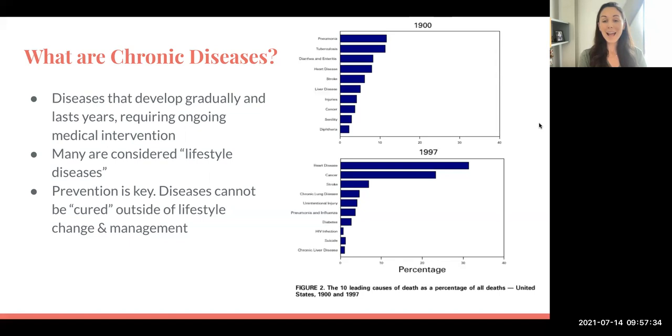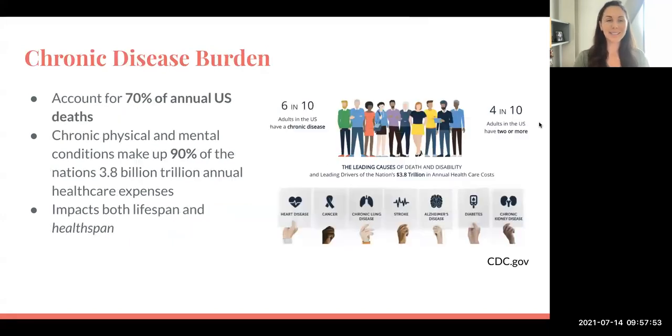Now we have a complete reversal of this, where our leading causes of death are these chronic lifestyle related diseases, the biggest of which being heart disease. And we'll cover heart disease in its various forms today. You also see things like cancer, stroke, and diabetes that we're going to look at in this lesson.